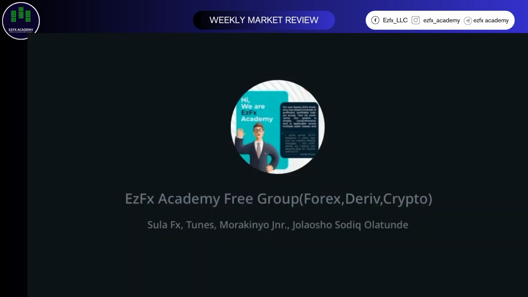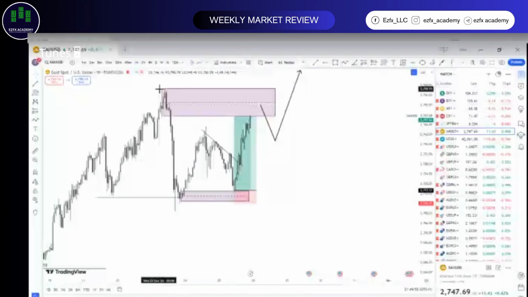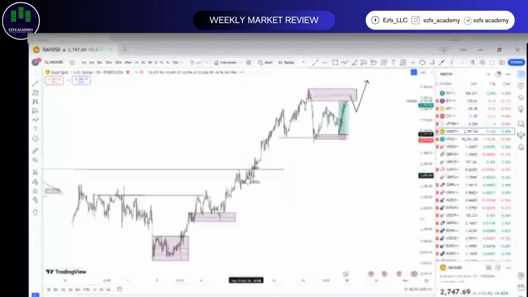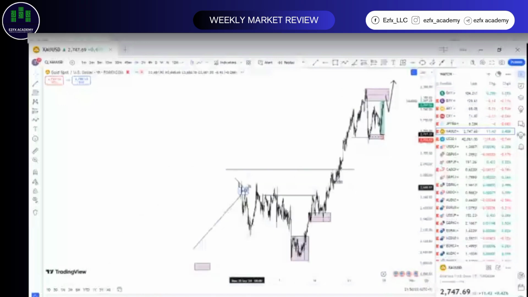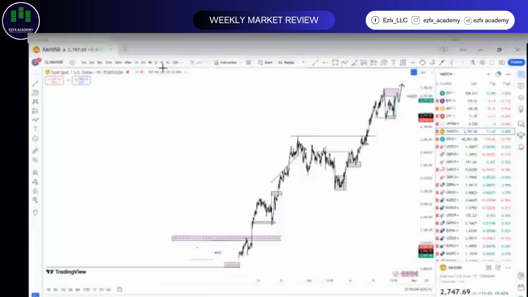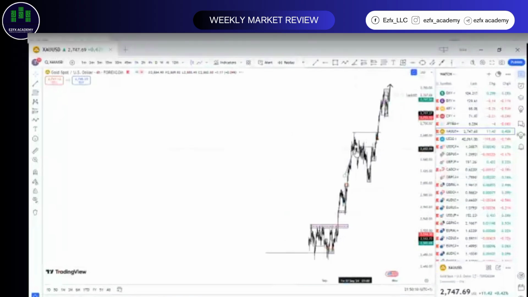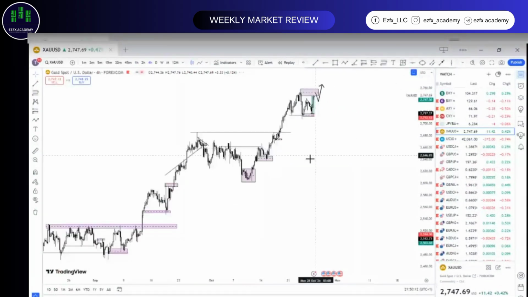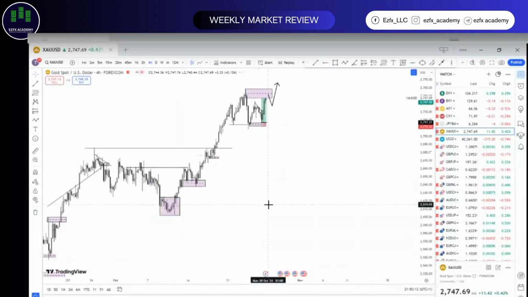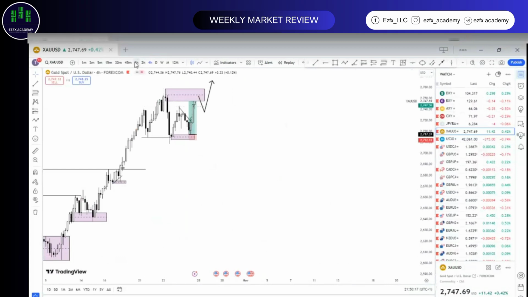Now, personally, I'm expecting that gold will actually give us a new all-time high. Why? Because it is still massively bullish. I have no reason to believe that it is looking bearish. Anybody that looks at their gold chart and tells you that gold is bearish right now, please run away from them. I beg you, run away from them. So what we can watch out for is for gold to still push towards the upside and give us a new all-time high during the course of this week.